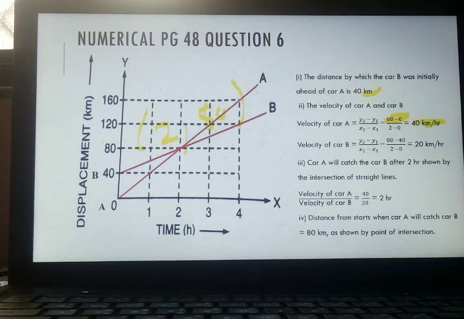For car B, this point will be the same because both cars meet at this point. This point's x coordinate is 0 and y coordinate is 40. So y2 minus y1 is 80 minus 40, and x2 is 2 and x1 is 0. So 80 minus 40 upon 2 minus 0 is 20 kilometers per hour.